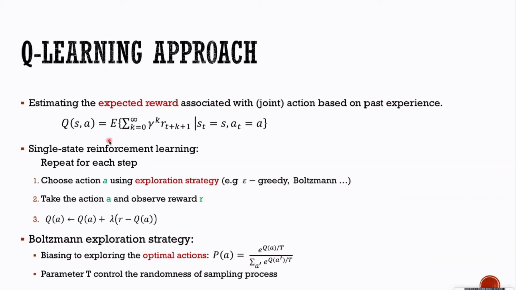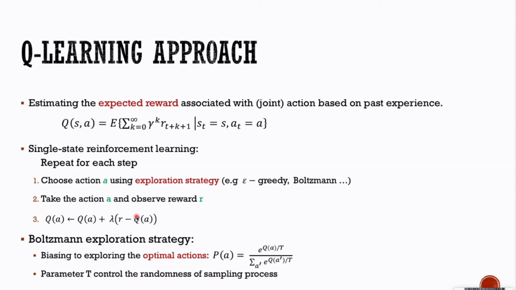Q-learning includes three steps. The first step is we need to choose the action based on the value of taking that action, and based on what we call the exploration strategy. It could be epsilon-greedy or something else. The second step is that we take that action and observe the reward, and the last step is that we update the value for that action.